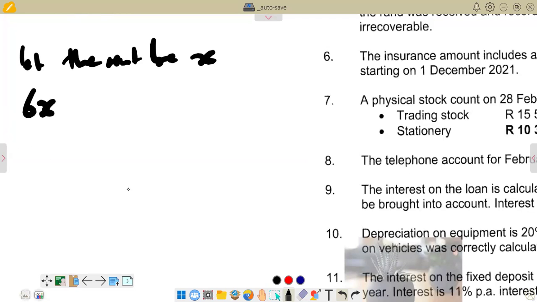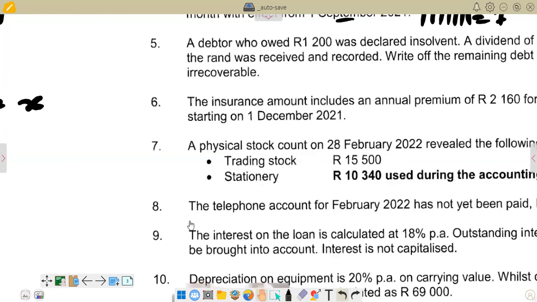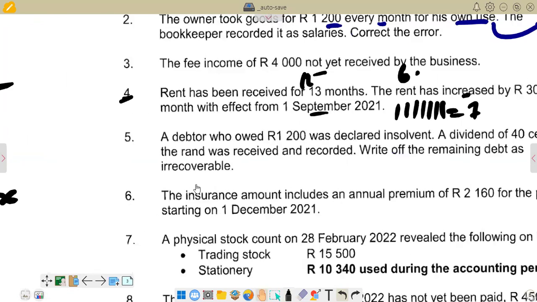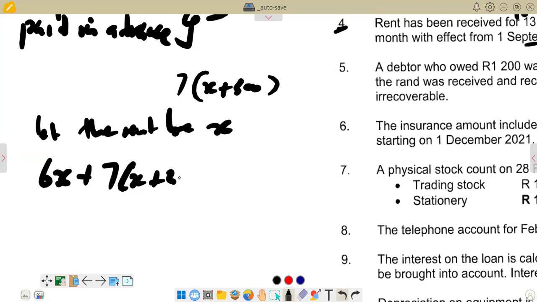Then after it was increased, let's go back to check there. We see that it was increased by 300 rands. So it means our X is now X plus 300. So after the increase, it's now X plus 300, because we increase X by 300. This happened for 7 months. So you're going to say 7 times (X plus 300).